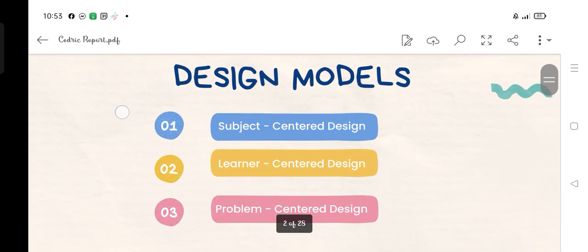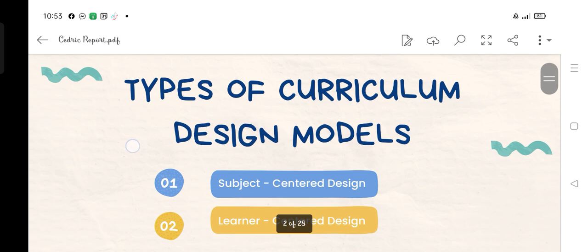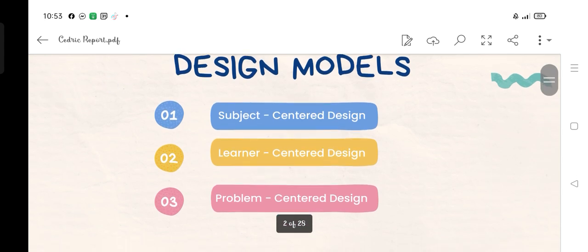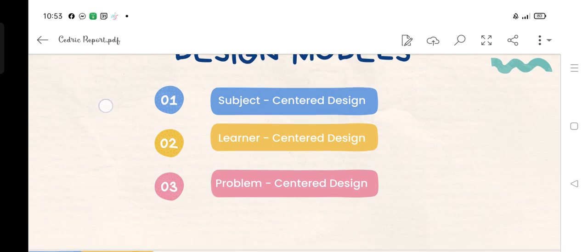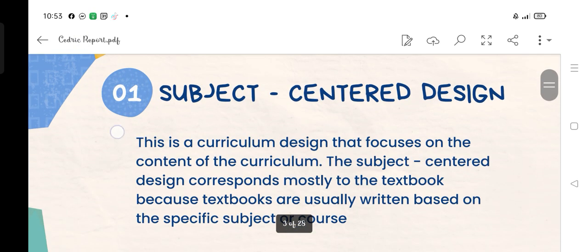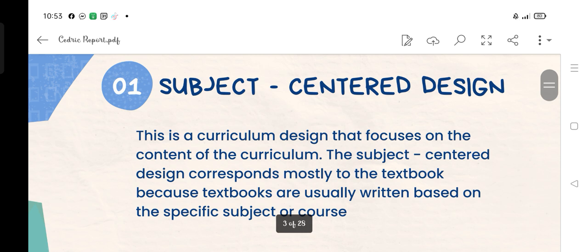Okay, so here we have the types of curriculum design models: the subject centered design, the learner centered design, and the problem centered design. Okay, so the first one is the subject centered design. This is a curriculum design that focuses on the content of the curriculum.